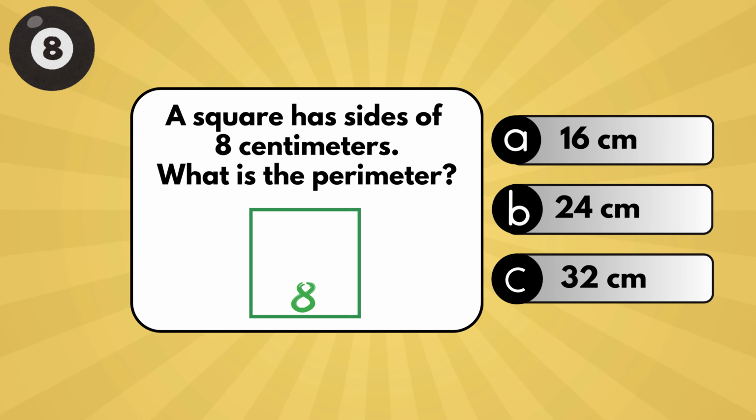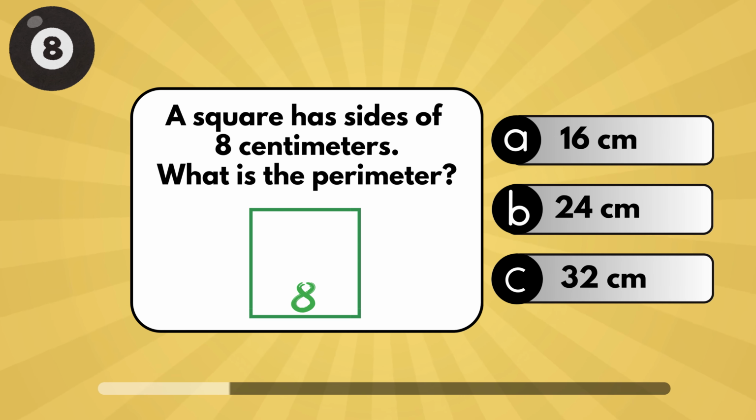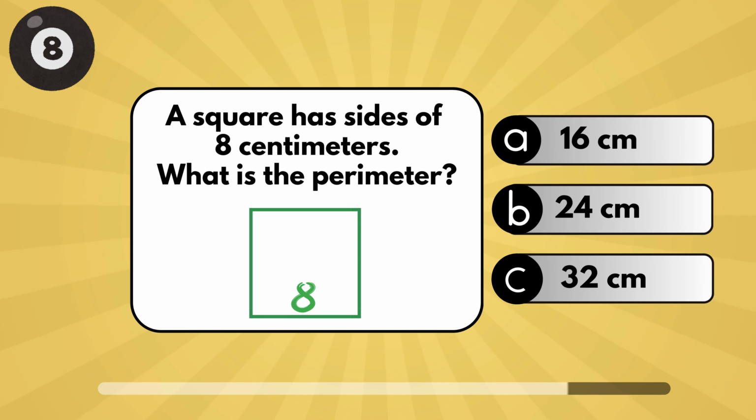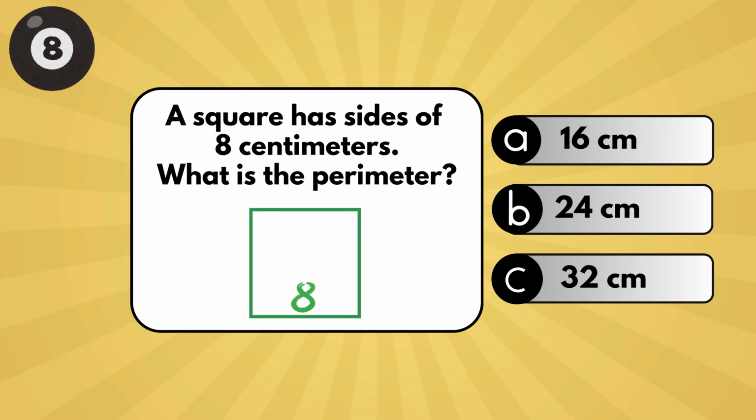Next up. If a square has sides of 8 centimeters, what is the perimeter? Yes, 8 times 4 is 32. The answer is C, 32 centimeters.